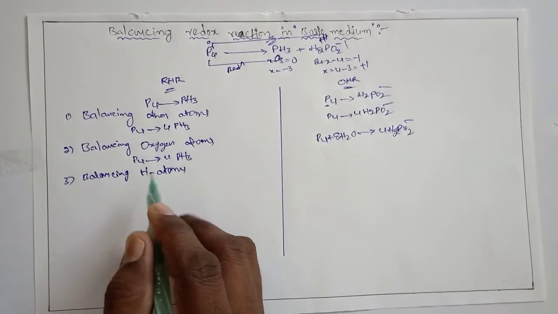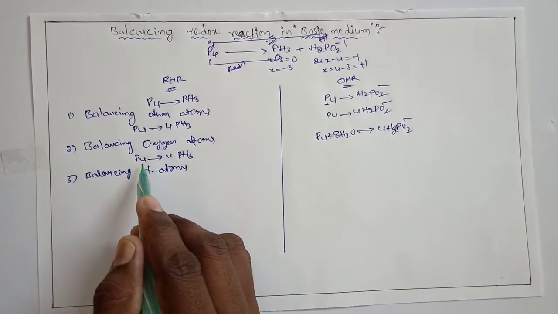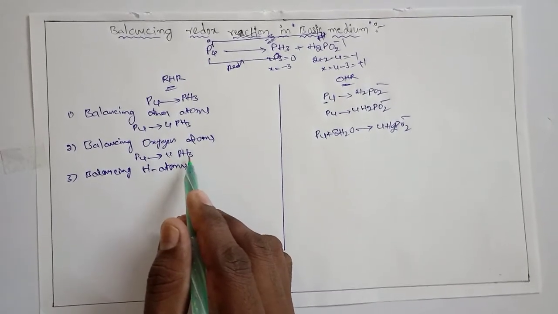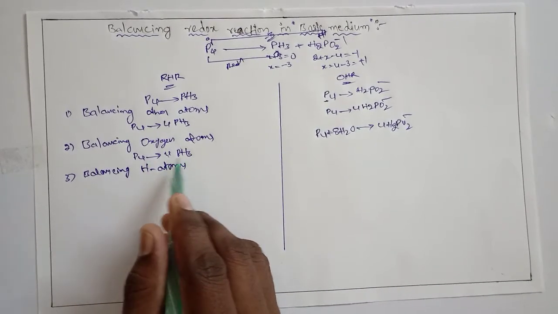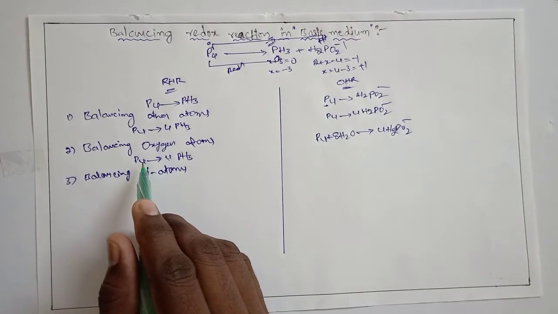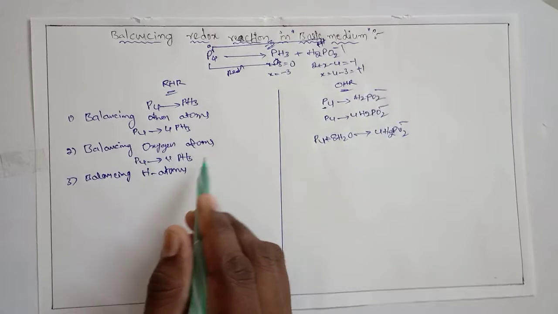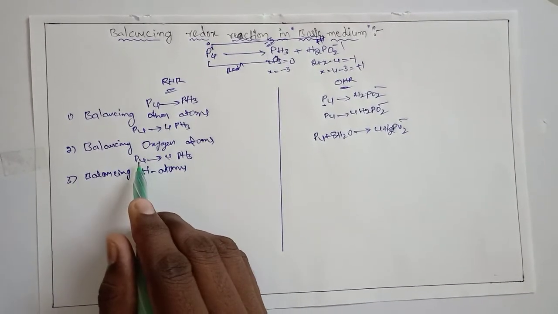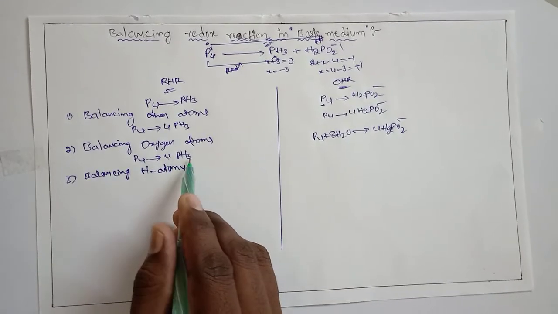Observe here, in this reduction reaction, no hydrogens are present on the left side, and on the right side 4 × 3 = 12 hydrogens are present. So we have to add 12 water molecules to the left side of the reaction, and at the same time 12 OH⁻ ions to the right side.